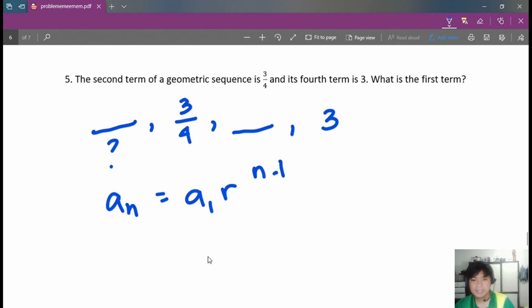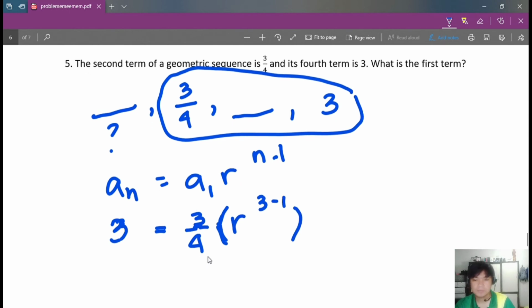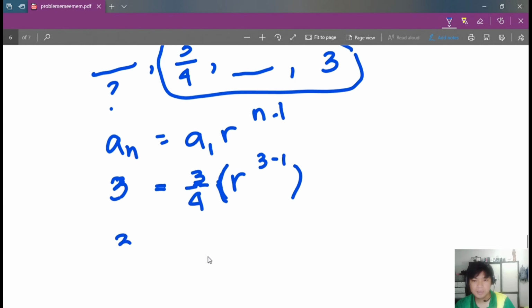So, magiging ito, a sub n, ito na lang gagamitin natin, kasi we don't have any data here. So, ito na lang instead ang gagamitin natin. So, 3/4, 3, ang last term natin a sub n is equal to 3. We're looking for the ratio r times r raised to 3, because there are 3 terms, exclude natin yung first term, minus 1. So, 3 is equal to 3/4 times r. 3 minus 1 is 2.